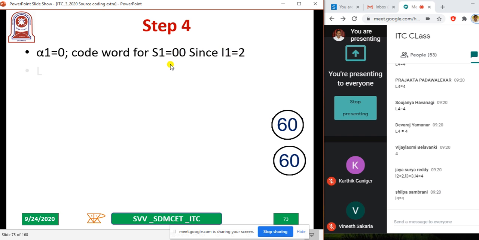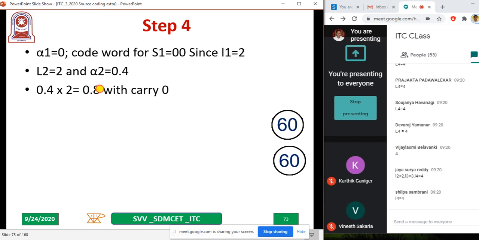Now, take alpha 2. L2 is given as 2. We have calculated just now. Alpha 2 is 0.4. Observe here carefully. 0.4 into 2 is 0.8, with a carry equal to 0. Then 0.8 into 2 is 1.6, with a carry equal to 1. I take out the 1 carry, leaving 0.6. Again I can continue like this.